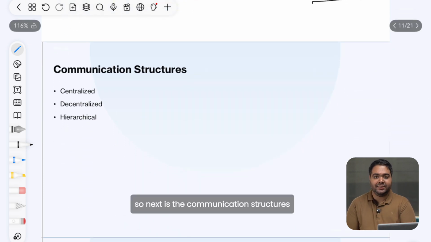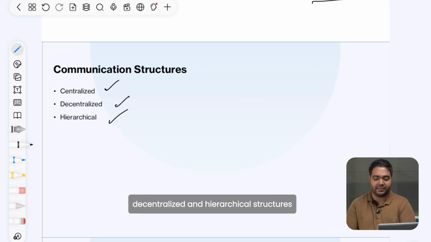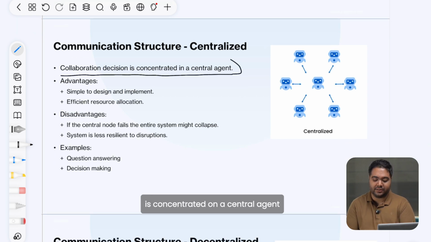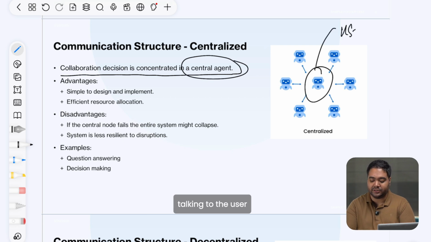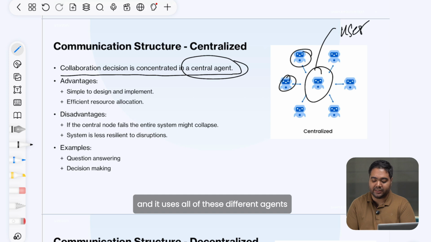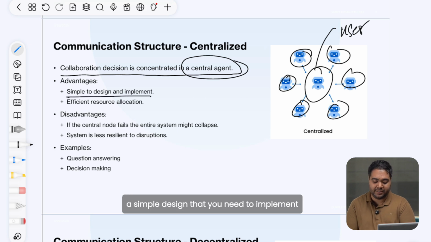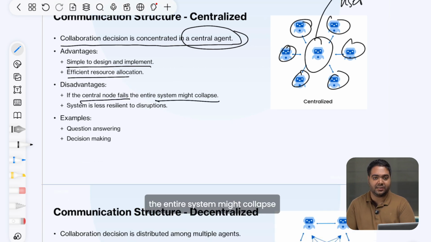So next is the communication structures. We have the centralized, decentralized, and hierarchical structures. First, let's look at the centralized. In this scenario, the collaborative decision is concentrated on a central agent. This central agent is, let's say, talking to the user, and it uses all of these different agents to have its work done for it. This is a good system to use in case of a simple design that you need to implement and efficient resource allocation. The disadvantage is that if the central node fails, the entire system might collapse.